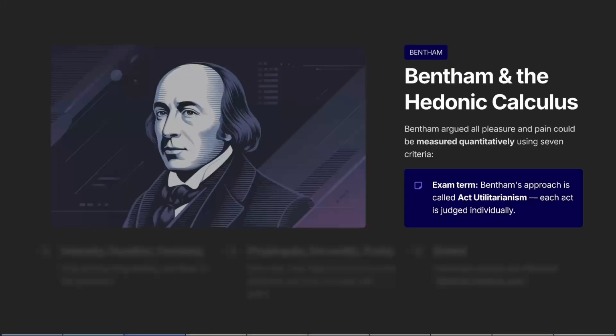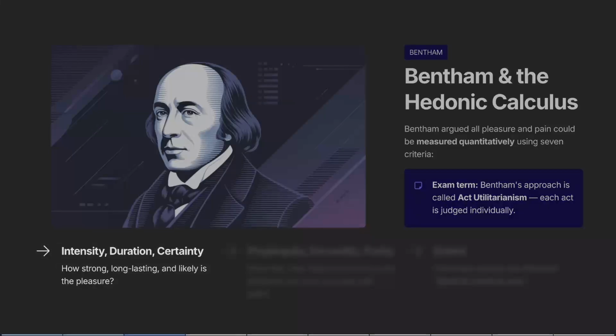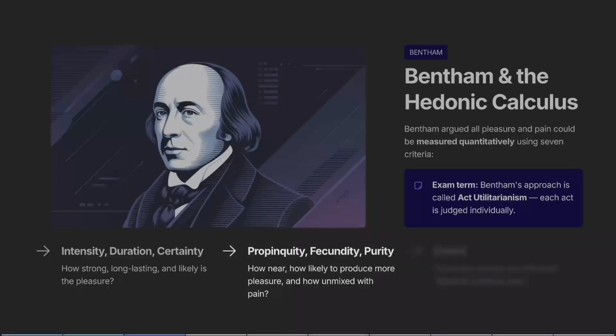Bentham suggested that when evaluating an action, we should consider factors like how intense the pleasure will be, how long-lasting it will be, how many people it will affect. And this might seem strange today, trying to measure happiness like a mathematical formula, but Bentham was deeply influenced by the scientific thinking of the Enlightenment. He believed that morality could be made systematic and rational, almost like a science.